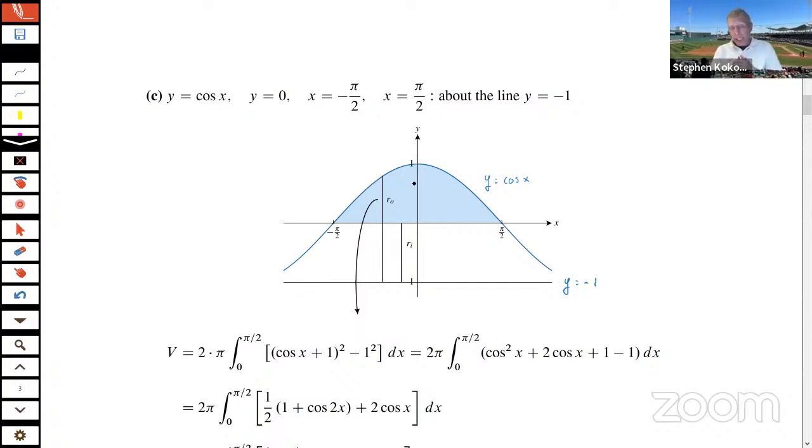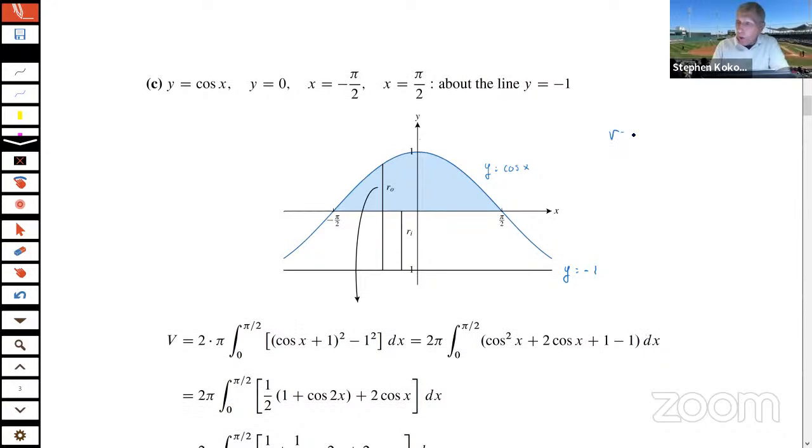So that suggests to me that I'm going to have to use washers in order to do this one. And that also suggests to me that I'm going to need an outer radius and an inner radius. So I'm going to sneak off to the side here and just remind myself, how do I find the volume here? Pi times the integral from a to b of r sub o squared minus r sub i squared with a dx on the end. Okay, looking ahead a little bit, I can see that my radii are perpendicular to the x-axis, so I know this is going to be a dx problem.